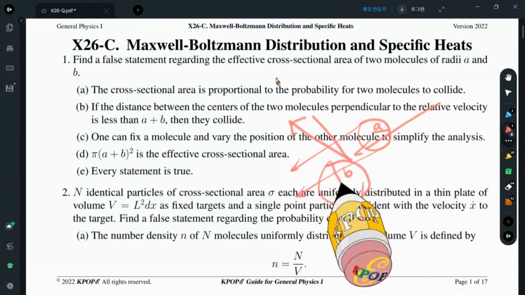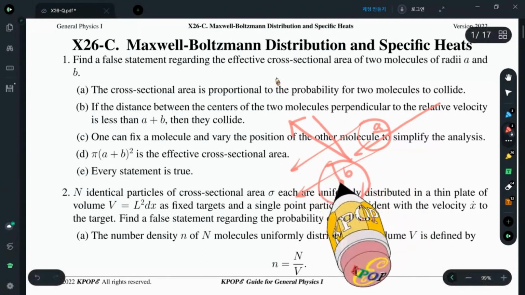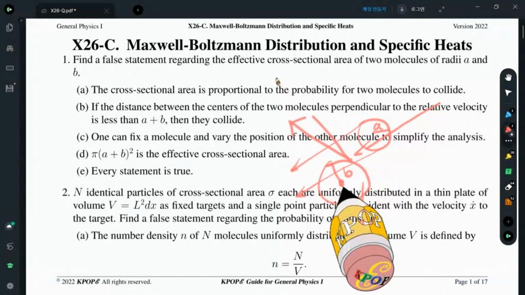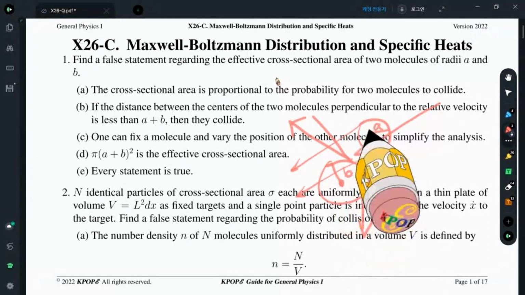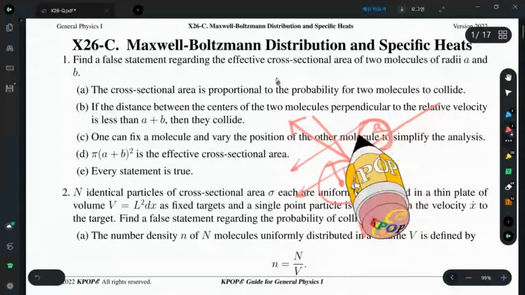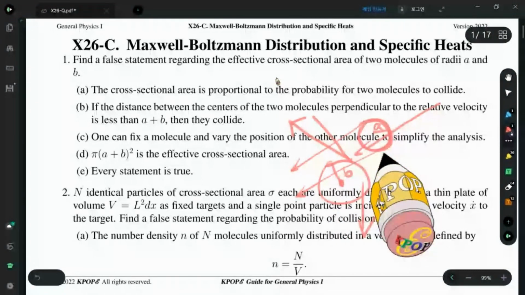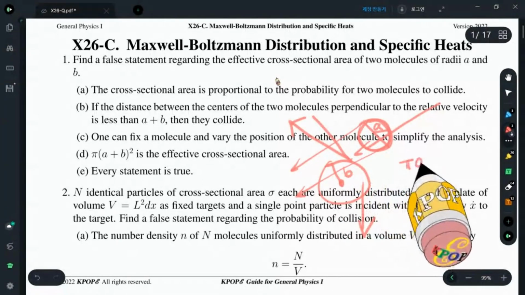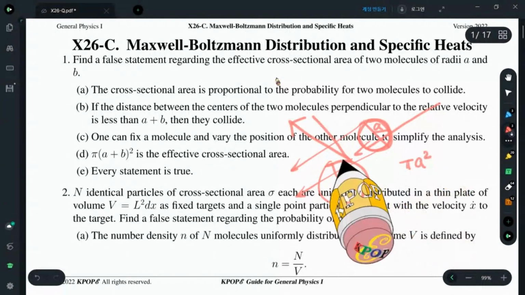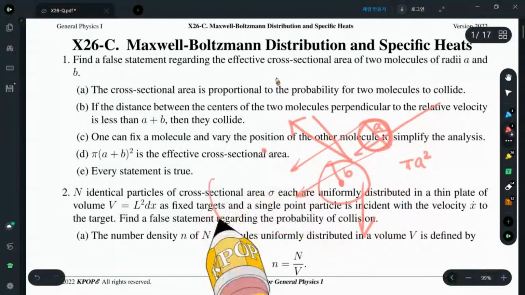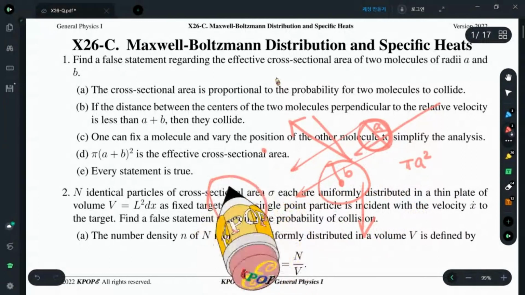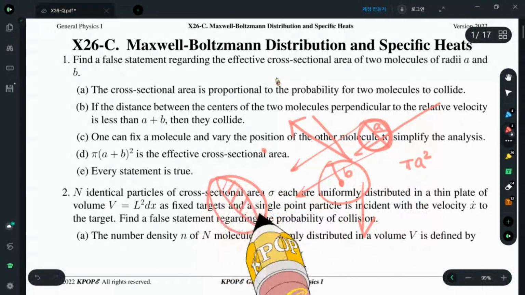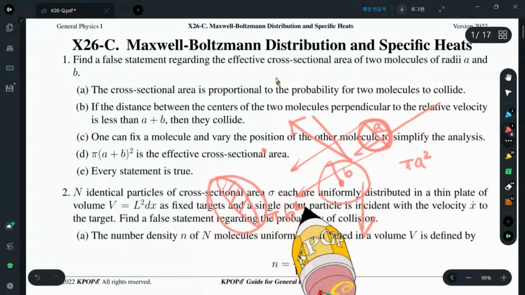For example, if this radius is very small, just like a point-like particle, then it can see this sphere as a cross-sectional area. That means pi a squared. When this one is a point particle, this one looks like a circle, so its cross-sectional area is pi b squared.